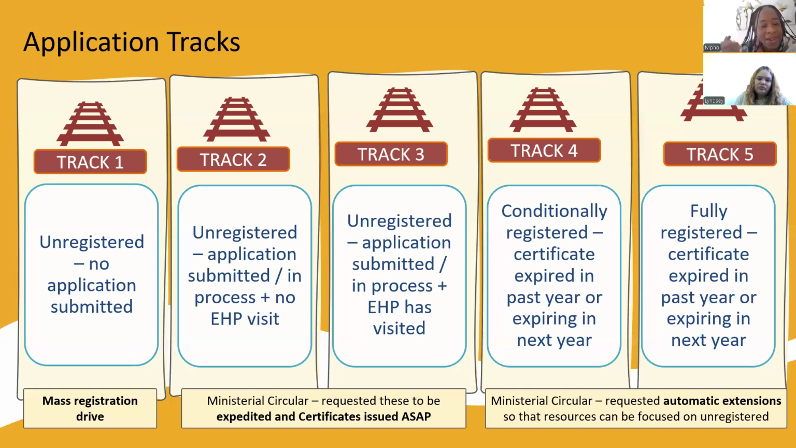Then there'll also be the unregistered ones where they have done an application, they are in the process, and they have had a visit from an EHP. So those that you're looking at in terms of track 1, 2, and 3 are a bracket of all the unregistered ECD programs that are on different levels in terms of their functioning. So for the mass registration drive, the one that needs to start on the eCares system, we are focusing on the ones that are not registered and have not submitted the application.